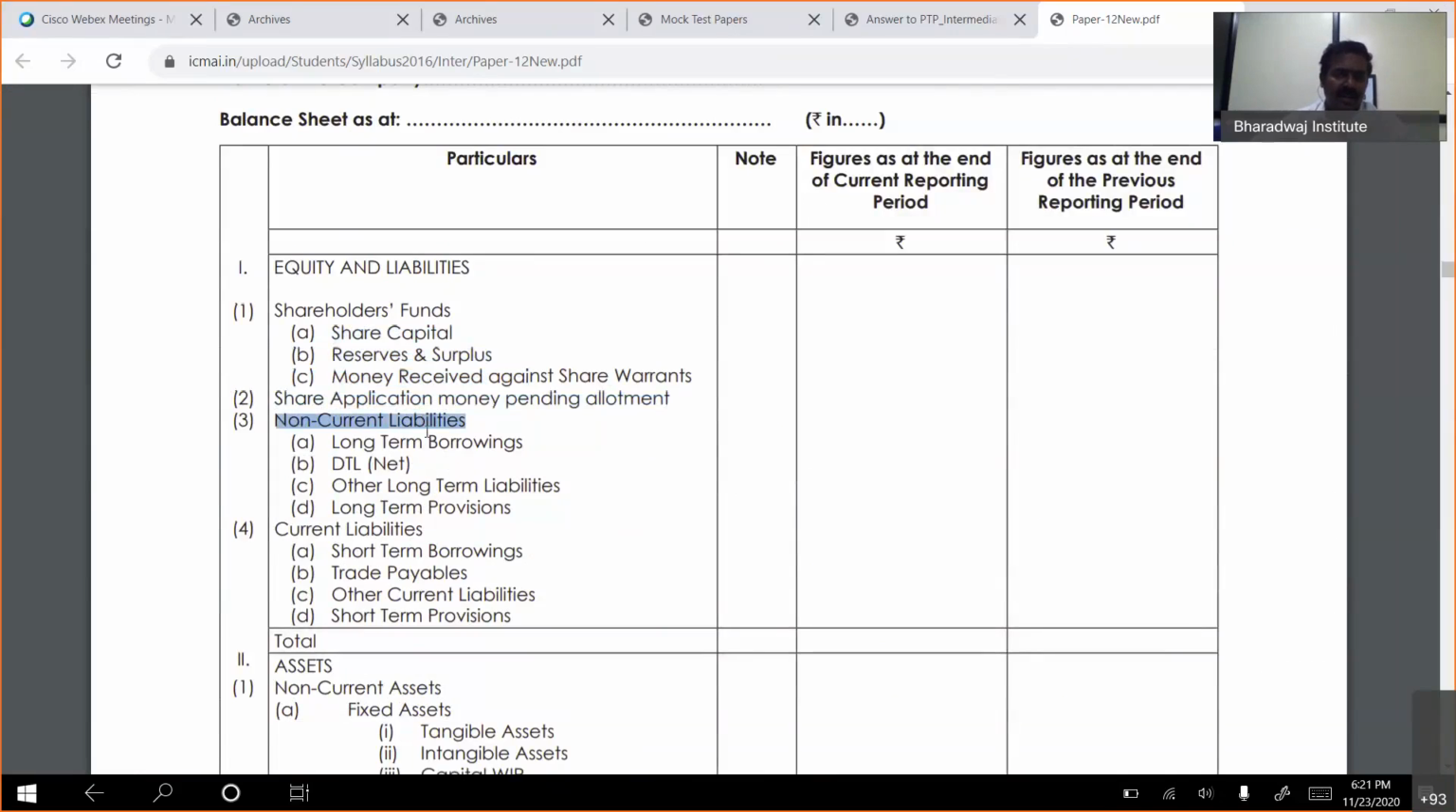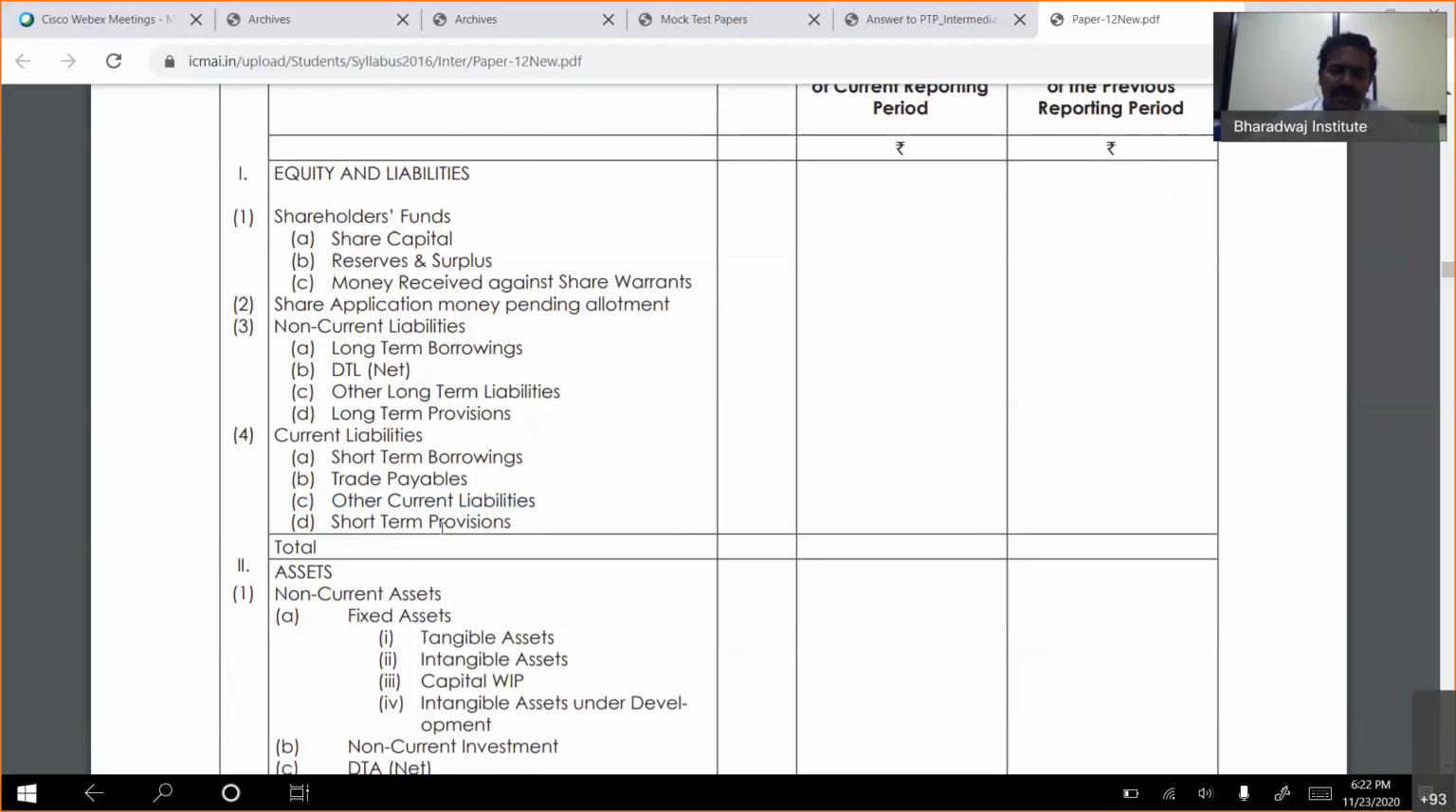Any non-current liability, which can be a borrowing or deferred tax liability or any other long-term liability or provisions, for example provision for retirement benefits, gratuity, etc., will come here. Then current liabilities include short-term borrowing like bank OD, short-term loans. Trade payable is nothing but creditors and bills payable. Any other current liability like outstanding expenses. Short-term provisions include provisions made for short-term obligations, which may be for tax or for dividend.